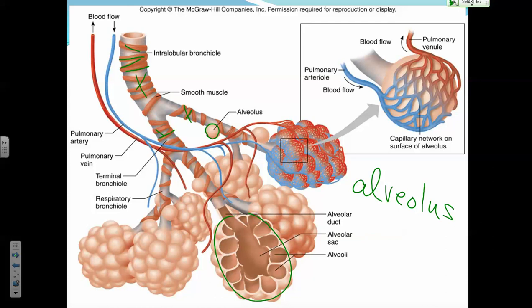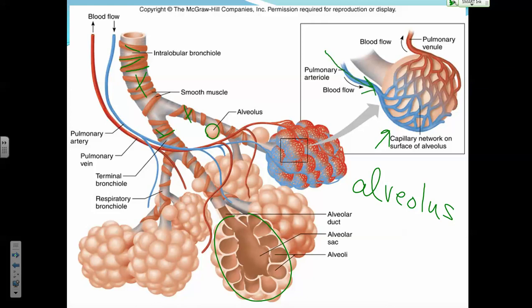Alveoli is plural, alveolus is singular. And up on the top right picture, you see a magnified view of one. And do you see how it's covered by blood capillaries? These are some of those pulmonary capillaries. Right? Blood flows into them.